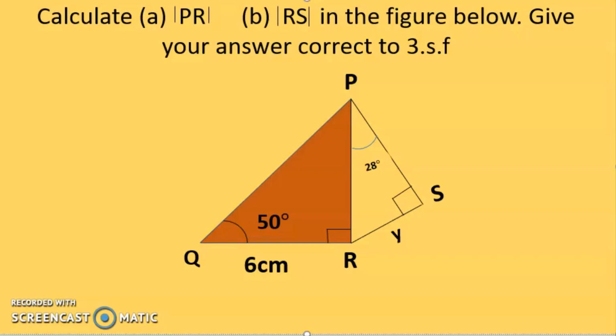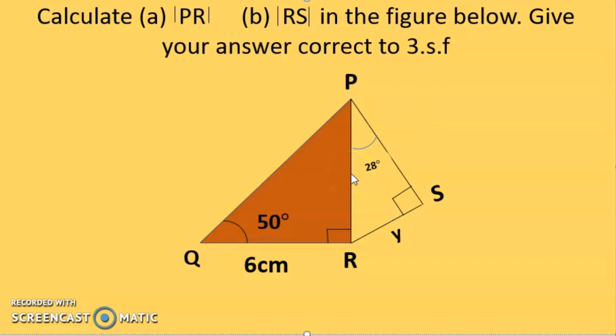In this example, we are asked to calculate PR. We are also asked to calculate RS, which is Y. RS was labeled Y in the figure below, and the final answer we should correct to 3 significant figures.